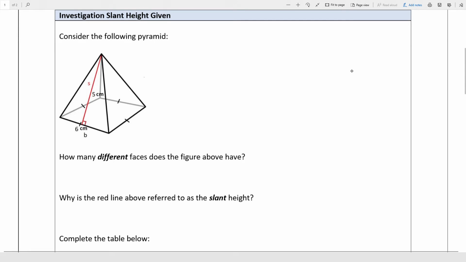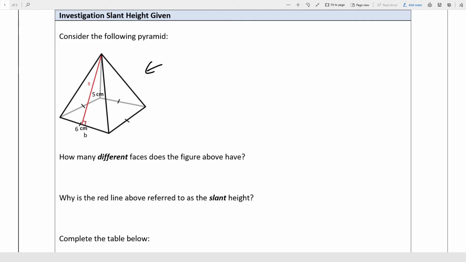So first, we're going to consider a pyramid that's given here, a square-based pyramid with a base length of 6 centimeters, and something called a slant height, S, of 5 centimeters. It's called a slant height because this length goes from the tip of the pyramid, the top, to the base here. It's not the height or the altitude of the pyramid, because the altitude should go from the tip of the pyramid to the bottom center, the center of that square at the bottom. Then that would be the altitude. So therefore, this red line is called the slant height.